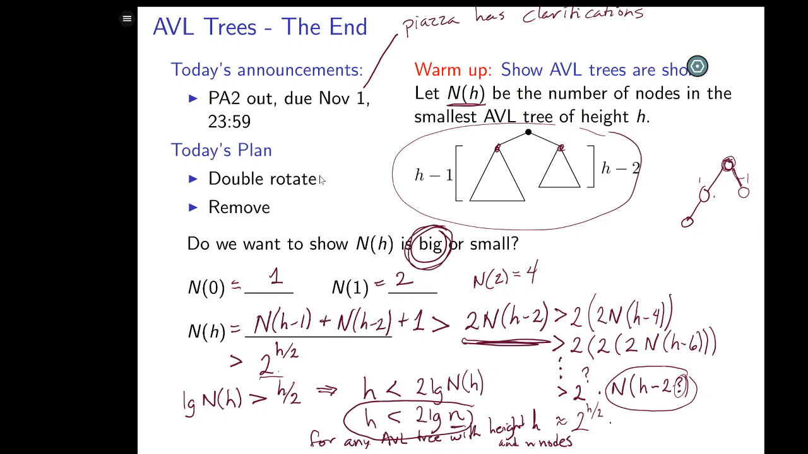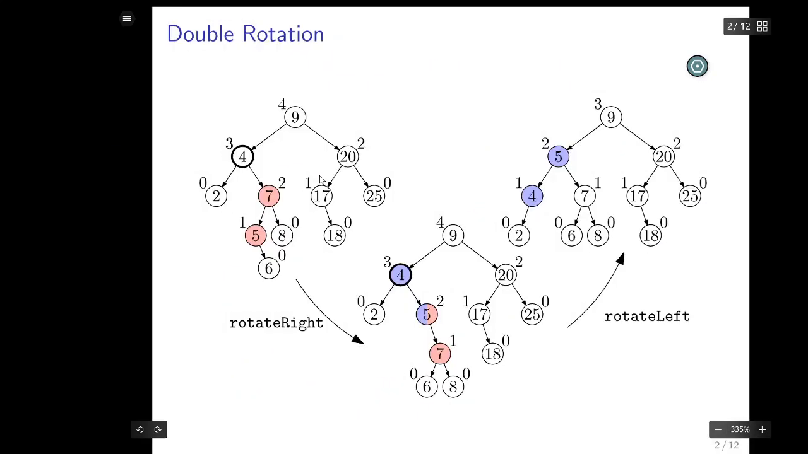So, okay, now that I've used up all of our time, on to double rotation. Double rotations are what happen when you do an insertion like insert 6, and that causes an imbalance in this particular tree that is not solvable by a single rotation.